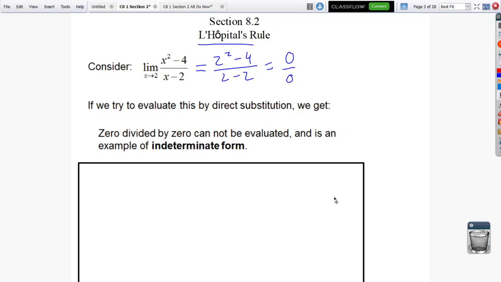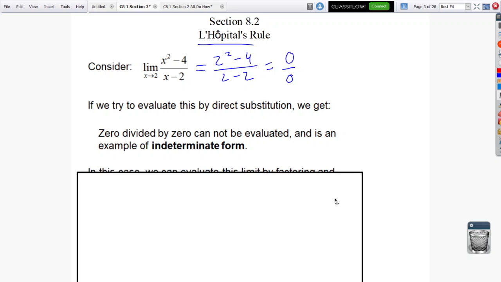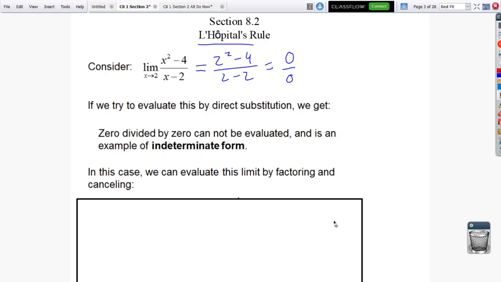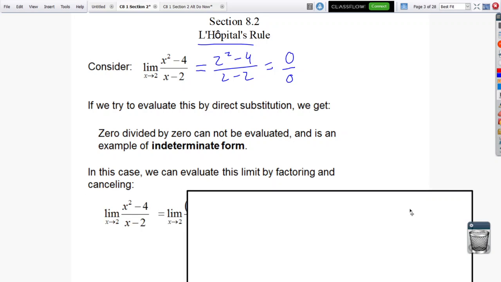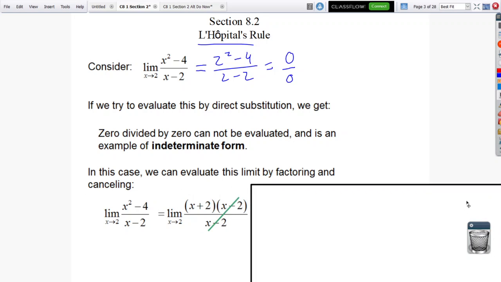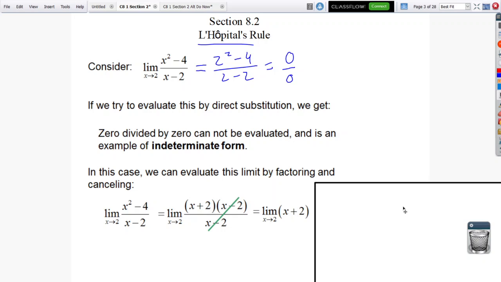So again, if we try to evaluate this using direct substitution, we get an indeterminate form. 0 divided by 0 cannot be evaluated, and it's an example of indeterminate form. Again, if you want to spell it, there's how you spell it. So we look for some other option on how we can evaluate this limit. This limit actually ends up being really easy to evaluate because the numerator is factorable. X minus 2 can then cancel out, and we're left with the limit as x approaches 2 of x plus 2, which is just 4 from the direct substitution.